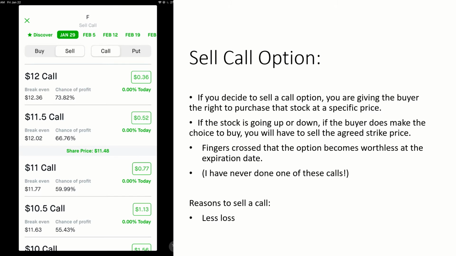So if you decide to sell a call option, you're giving the buyer the right to purchase that stock at a specific price. If the stock is going up or down, if the buyer does make the choice to buy, you will have to sell at the agreed strike price. So it's pretty much fingers crossed that the option becomes worthless at the expiration date. Reasons to sell a call is less loss. Like I said, I've never done these. I plan on doing these in my near future, but I need the proper money to do that, so I won't be doing them any time soon.